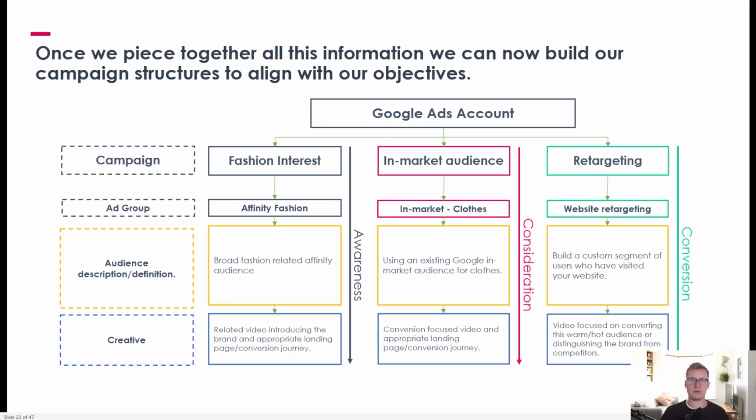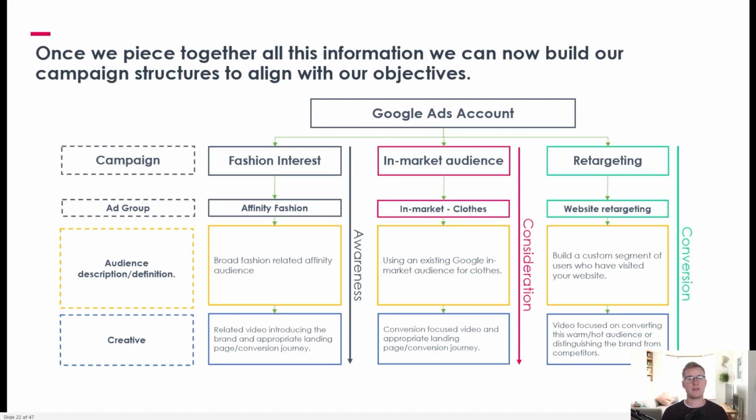One campaign, one ad group, one audience. If you do want to add a second audience to your specific campaign, please have a separate ad group for that audience and separate copy created as well. When we move into the next two, the consideration and conversion, these are action campaigns. And here I've got one targeting an in-market audience campaign.